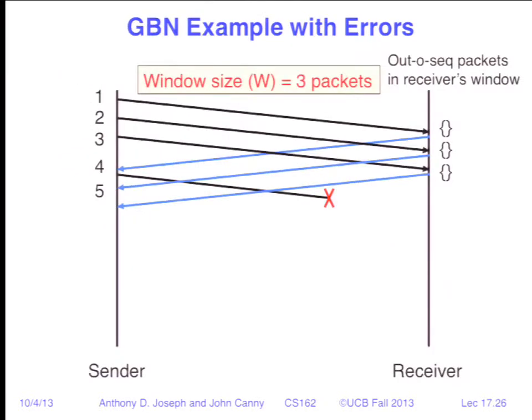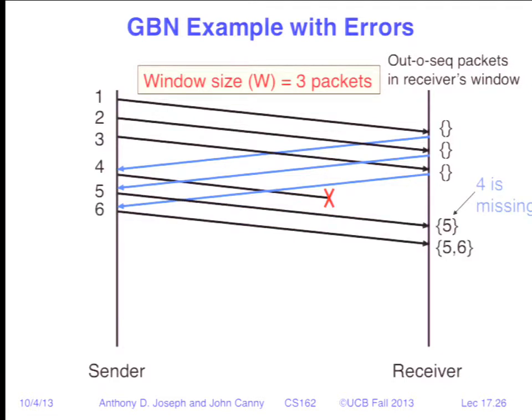Okay, so let's look at an example. Here, same example we just saw, but packet 4 gets lost. All right, so what's going to happen? Well, packet 5 arrives. Now, our out-of-sequence packet window at the receiver grows, right? Because we were expecting 4 and didn't get it. So we're going to have to hold on to 5. We can't give it to the application. And then packet 6 arrives, and we have to do the same thing. We have to hold on to it.